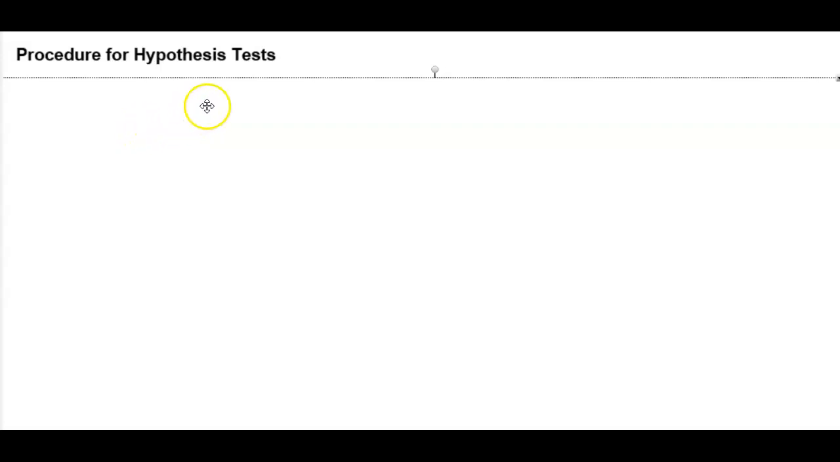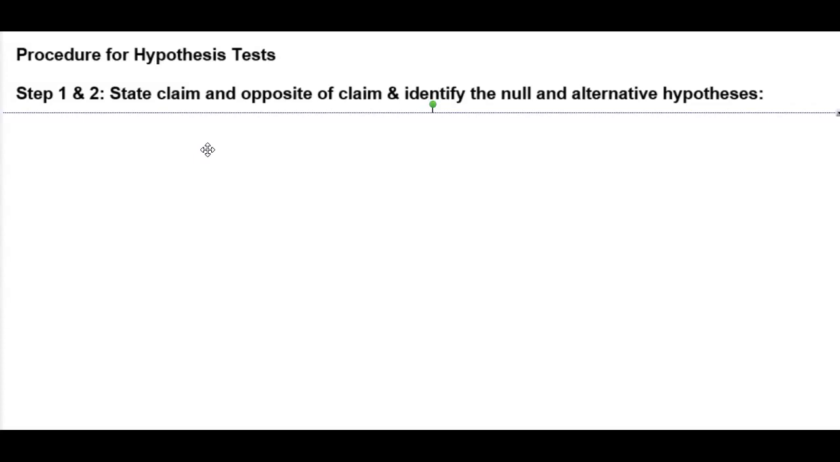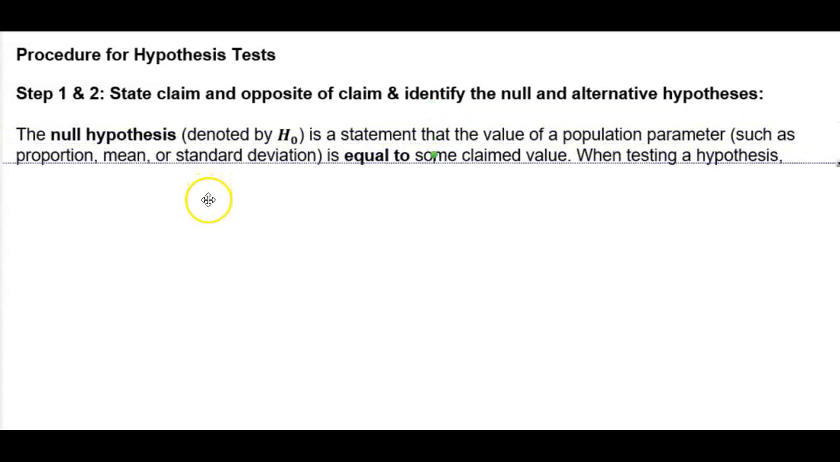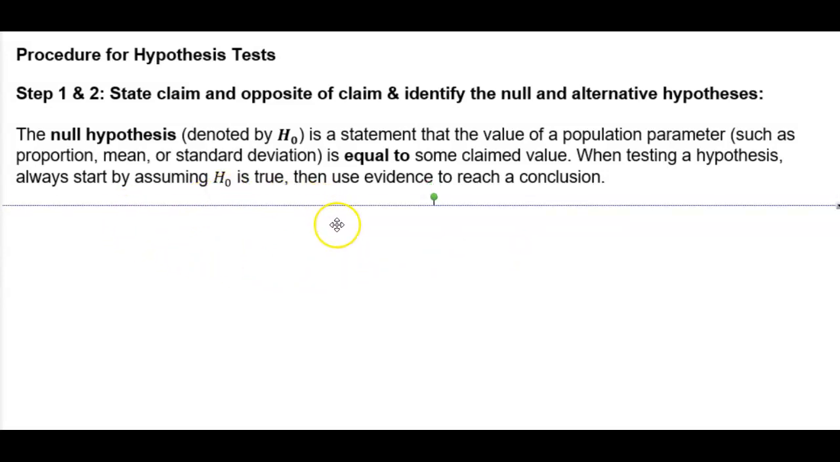Procedure for hypothesis tests. Steps 1 and 2. State the claim and the opposite of the claim, and then identify the null and the alternative hypotheses. Now, the null hypothesis is denoted by capital H with a subscript of 0. This is a statement that the value of the population parameter, such as proportion, mean, or standard deviation, is equal to some claimed value. When testing a hypothesis, always start by assuming that the null hypothesis is true. Then use evidence to reach a conclusion.